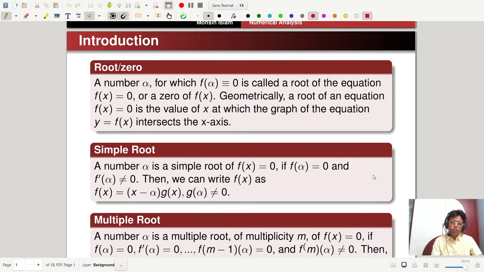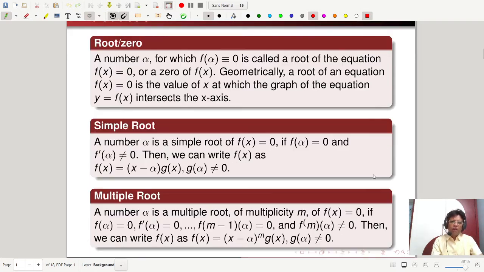So what about roots? A number alpha for which f(alpha) is 0 is called a root of the equation f(x) equal to 0, or a zero of f(x). Geometrically, a root of an equation f(x) equal to 0 is the value of x at which the graph of the equation y equal to f(x) intersects the x-axis. That is geometrically. And what about a simple root? A number alpha is a simple root of f(x) equal to 0 if f(alpha) equal to 0 and f prime(alpha) not equal to 0.